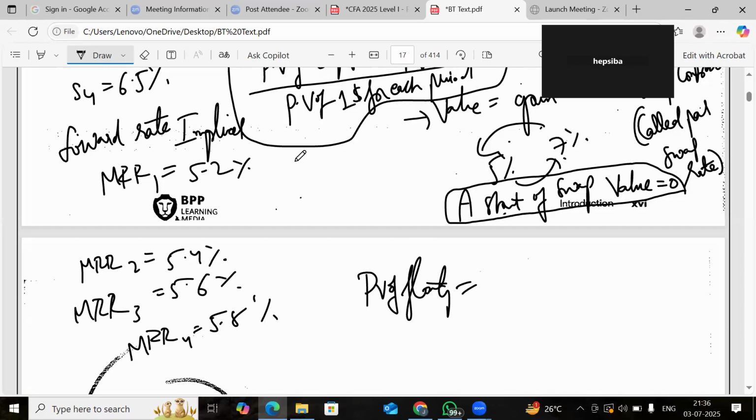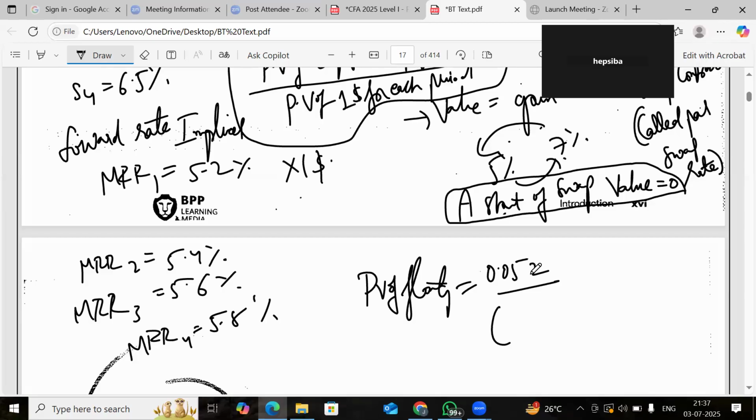See, 5.2% into $1 is going to be what? Convert this into decimals and multiply with $1. How much? 5.2 divided by 100, 0.052 into $1 is 0.052 only. Correct, Hepsiba? Yes or no? Yes, sir. Discount it with what rates? Spot rate. What is the spot rate given to you?